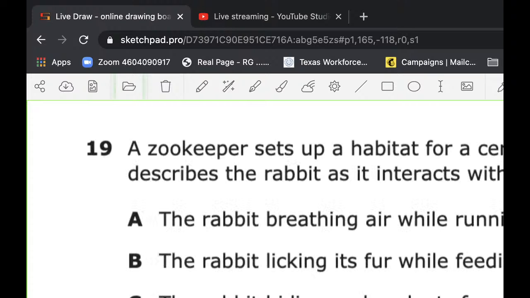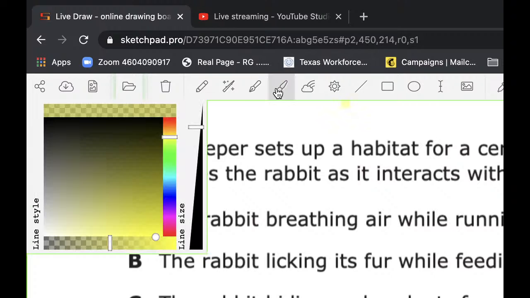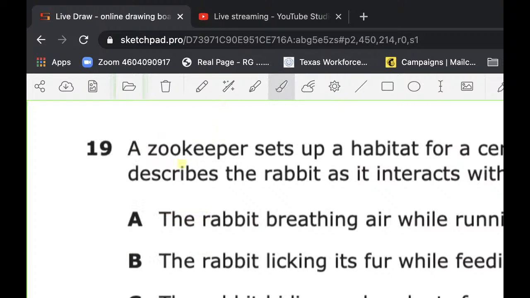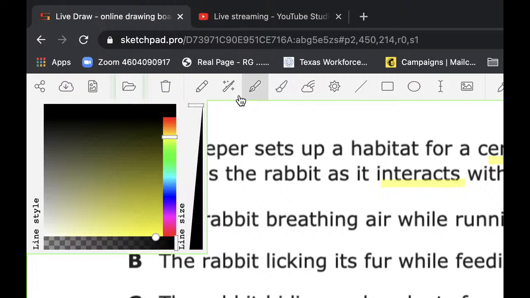Alright, let's begin. So let's first take a look at this question. Let's read it out loud and highlight any key information that we might need. Okay, so it says, a zookeeper sets up a habitat for a certain species of rabbit. Which answer choice describes the rabbit as it interacts with two non-living parts of the rabbit's habitat? Now let's read the answer choices and see if we can eliminate any answer choices.